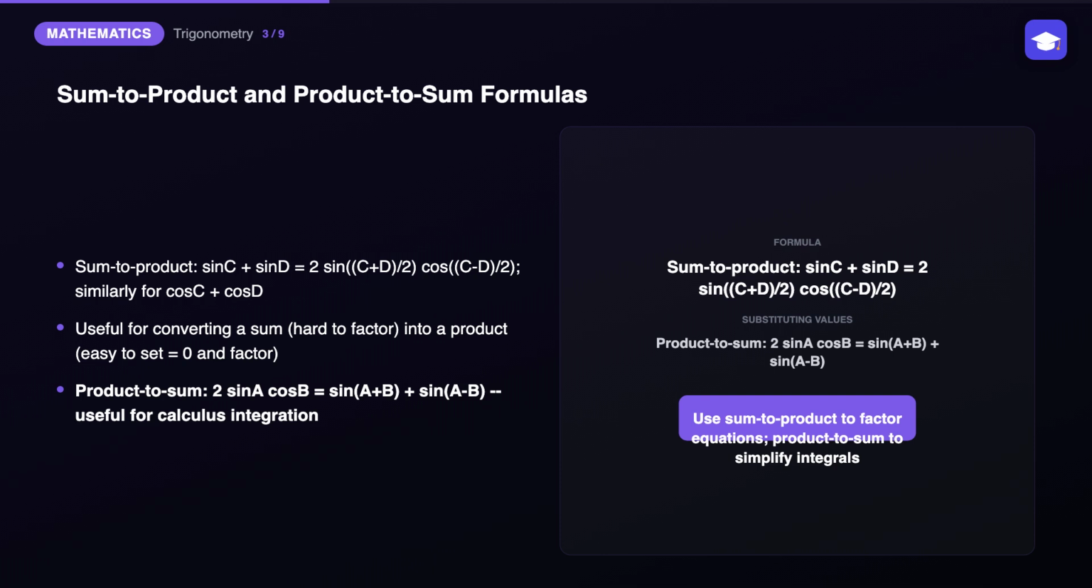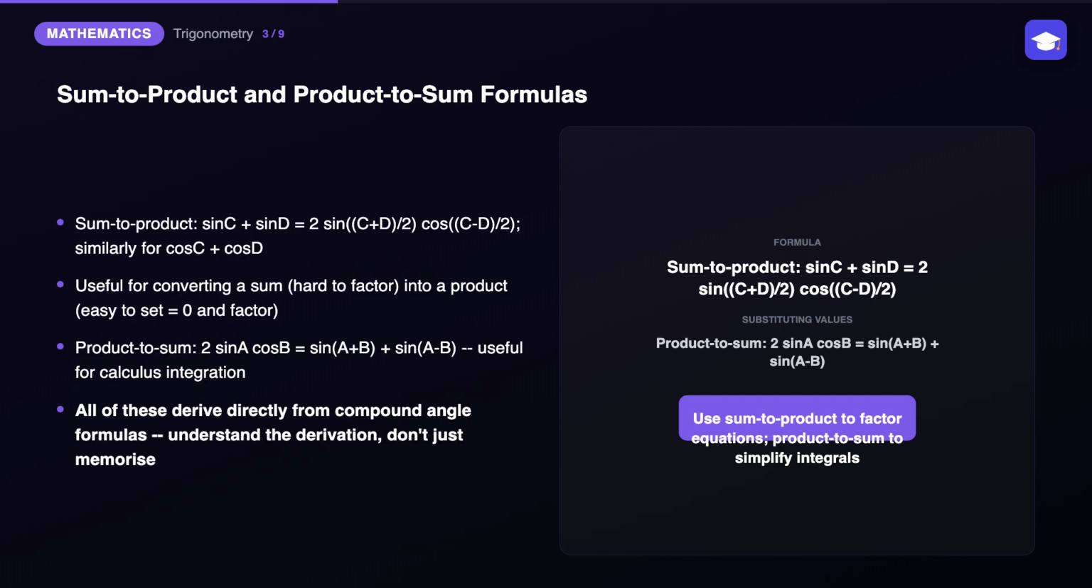A genuinely practical, useful memory strategy here, rather than attempting to memorize every single one of these formulas as entirely separate, disconnected facts: recognize that they're all directly, systematically derivable from the compound angle formulas covered just previously, by strategically adding or subtracting the sine or cosine compound angle pairs together in different specific combinations.